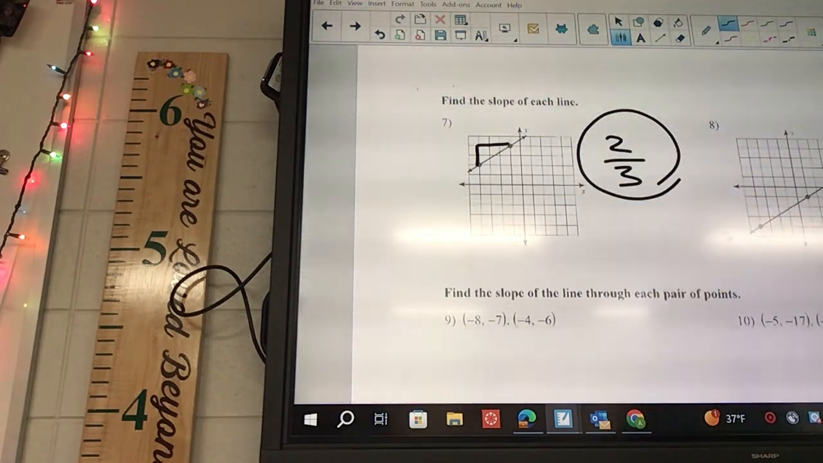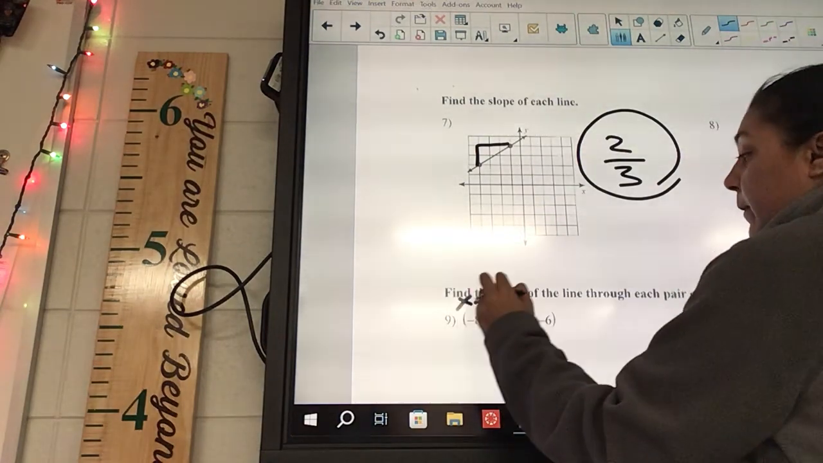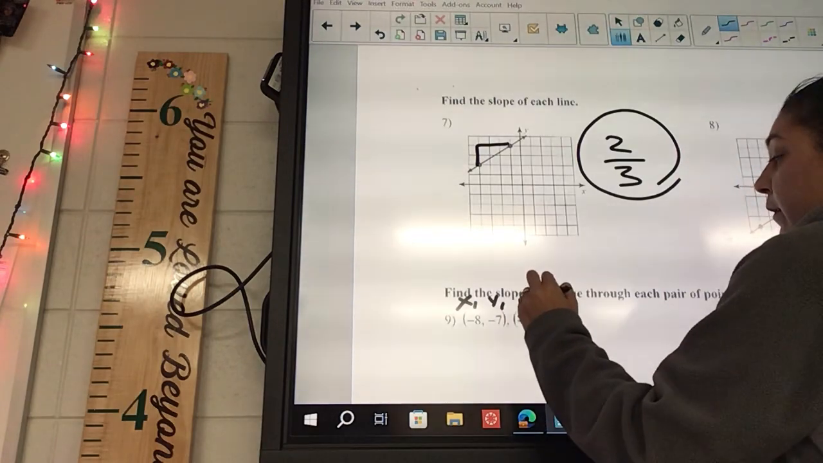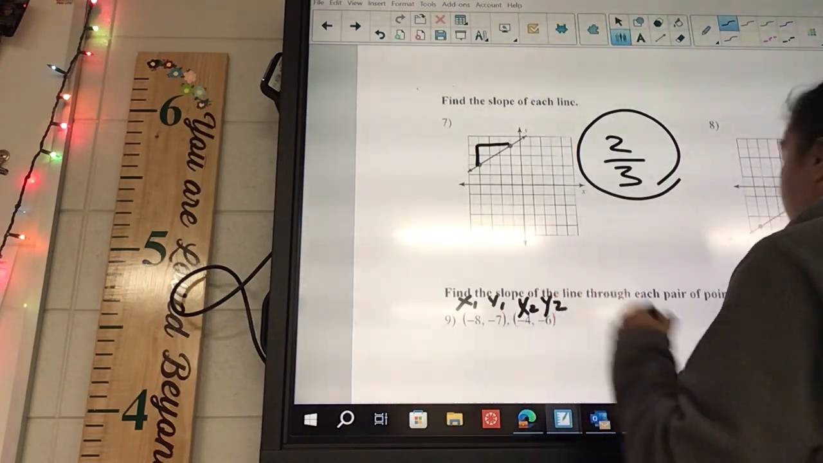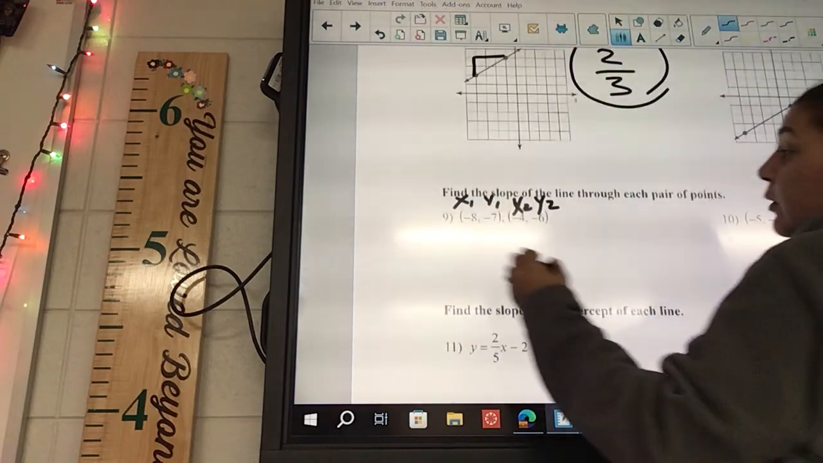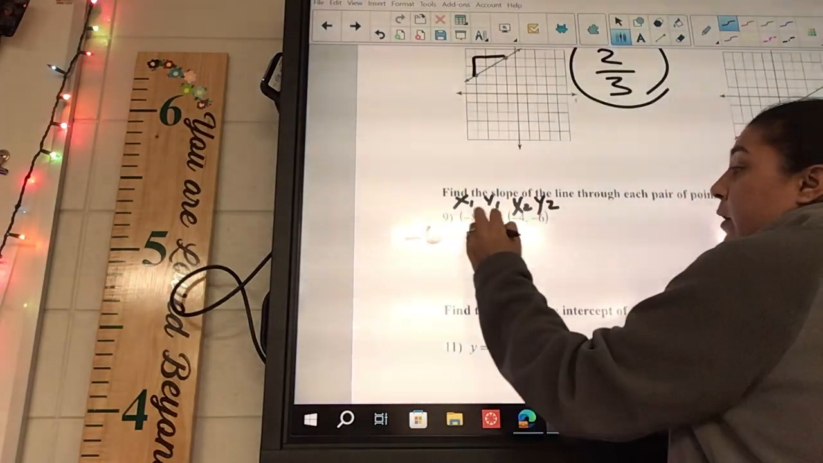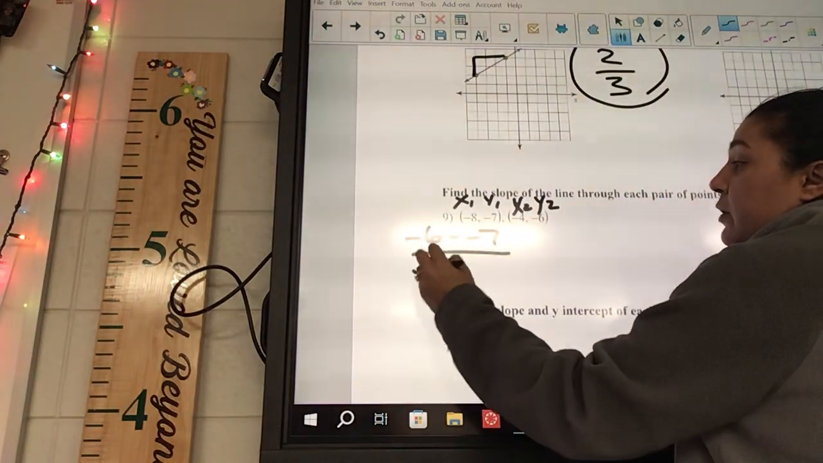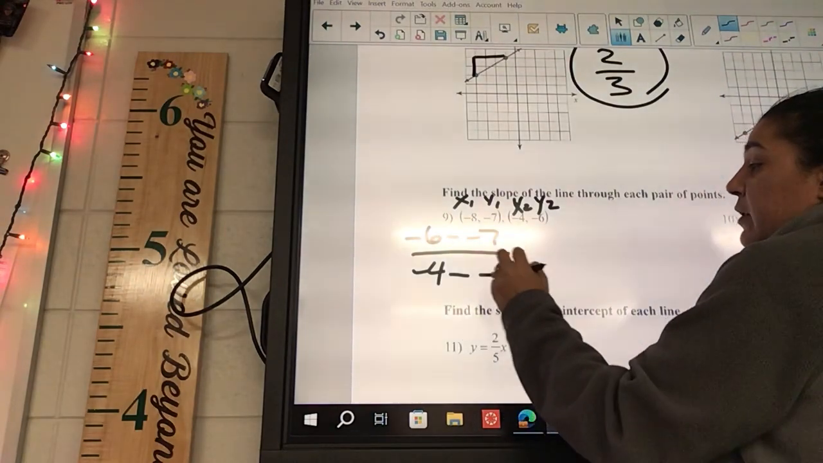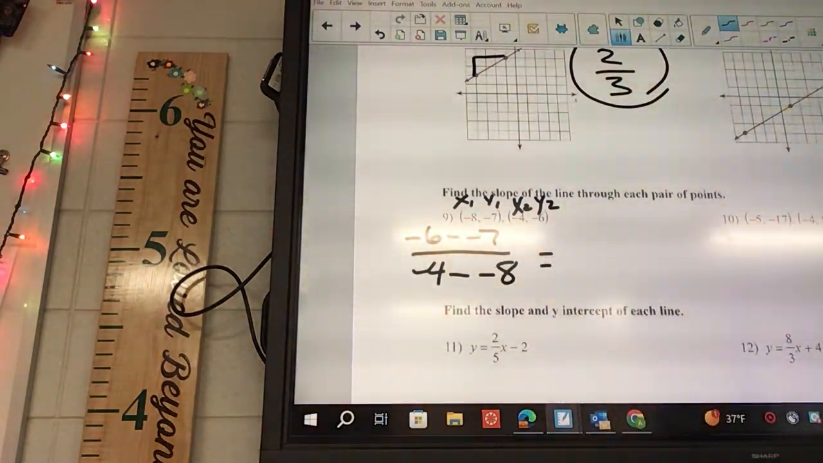Let's see, who remembers the slope formula? m equals y2 minus y1 over x2 minus x1. So it's going to be y2, which is -6, minus y1, -7, over x2, which is -4, minus x1, which is -8. Type that in your calculator, see what you get.